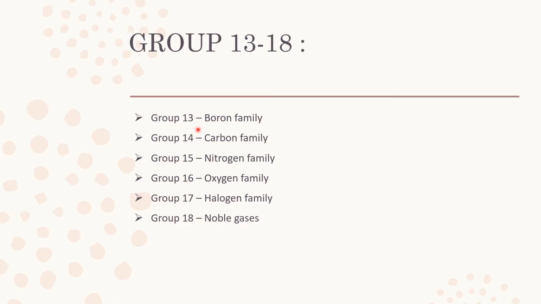Now we are going to see the groups present in the P block elements, that is groups 13 to 18. The first group is group 13, that is boron family, and then group 14 is carbon family, group 15 is nitrogen family, and group 16 is oxygen family. It is otherwise known as chalcogen family, that is it easily forms ores. The elements present in the oxygen family easily form ores, or it is otherwise known as ore forming elements. And then group 17 is known as halogen family, and group 18 is known as noble gas.